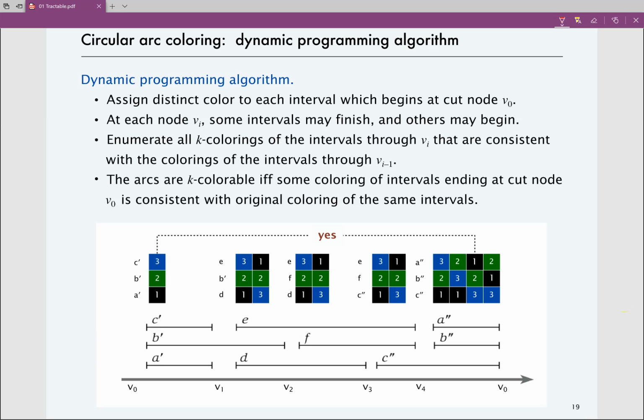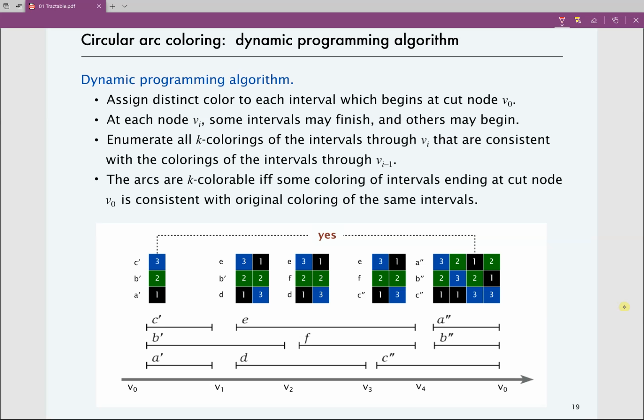Okay, whatever color B gets, let's call that 2, and then C gets color 3. C prime gets color 3. So initially we start out with this coloring, 1, 2, 3, right? And now we're going to move on to the next vertex.